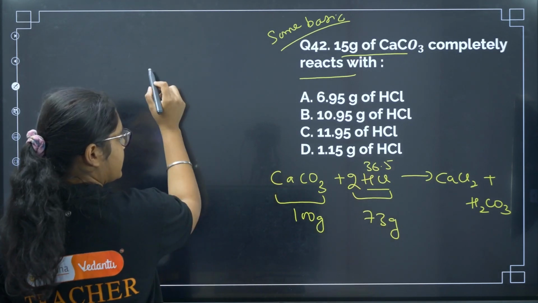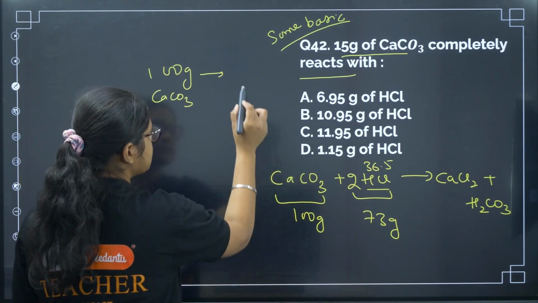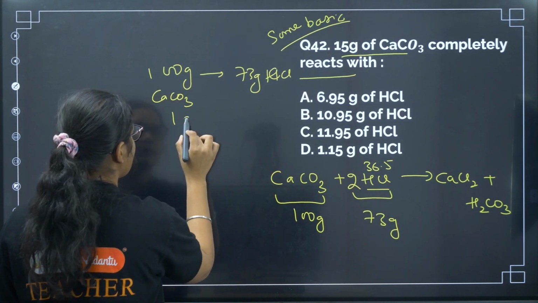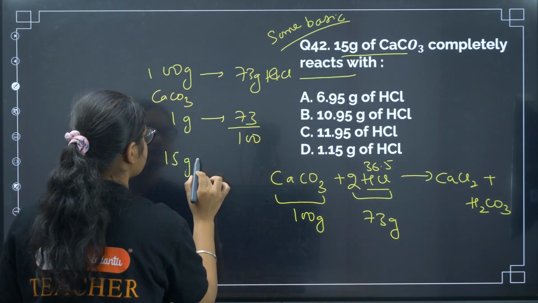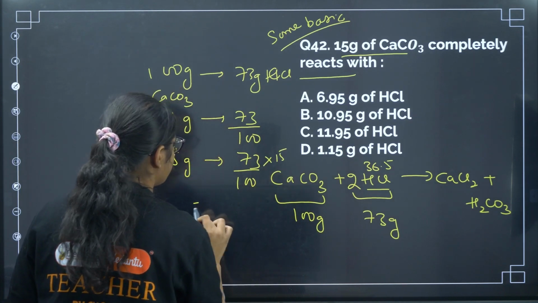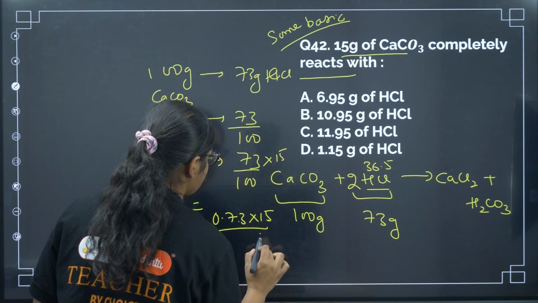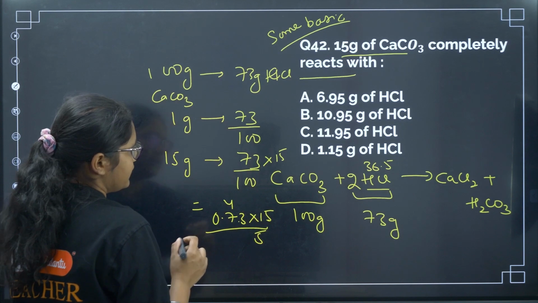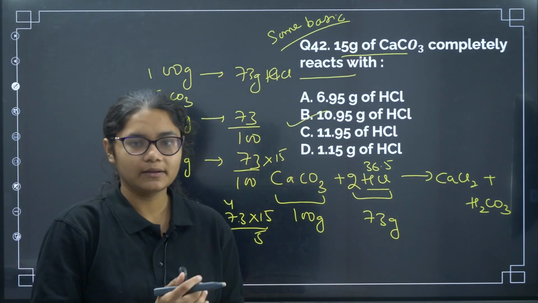So now if you solve this, what I get is 100 grams of calcium carbonate reacts with 73 gram of HCl, right? Then 1 gram will react with how much? 73 by 100. And we have 15 gram, right? So 15 gram will react with 73 by 100 into 15. So we can just solve this: 0.73 into 15. So 15 3s are 45. Once you solve this, we'll get around 10.95 gram of HCl. Okay, so the correct answer for this question will be option number B.